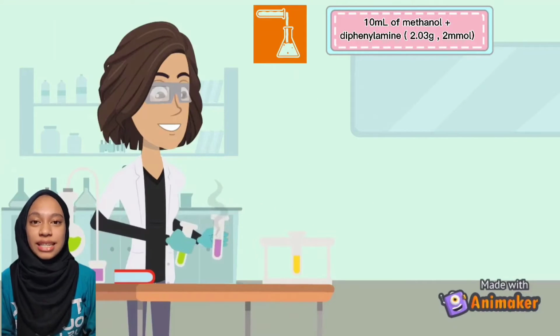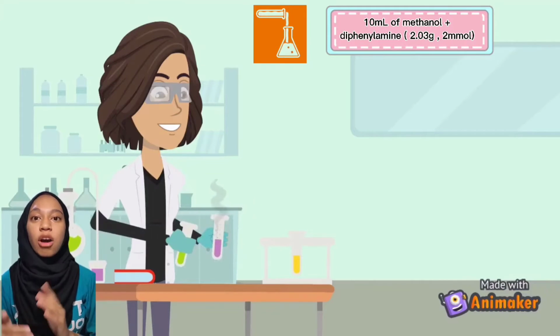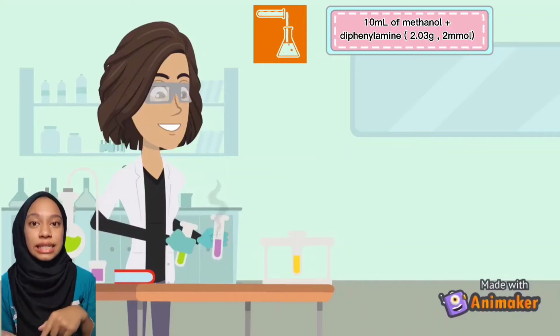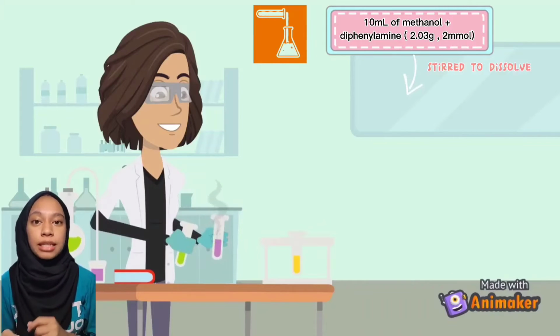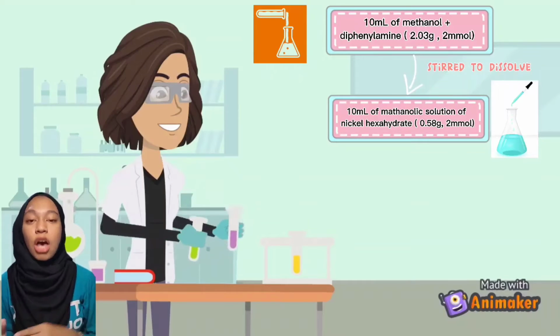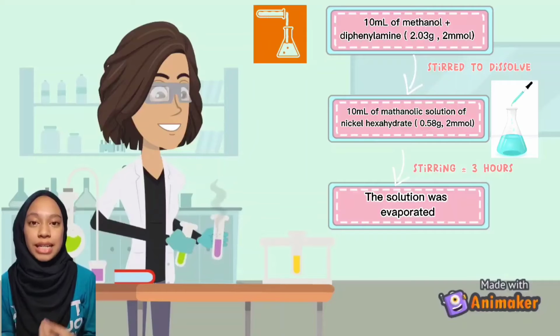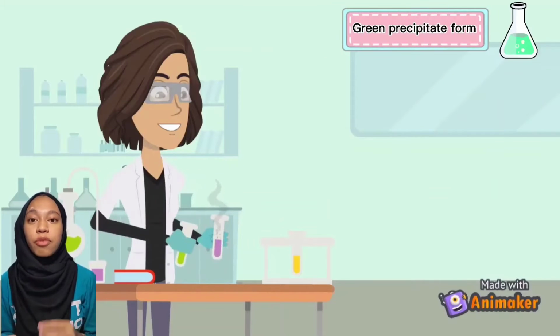The steps are, firstly, 10 ml of methanol was added into the conical flask, then 2.03 g of diphenylamine was added into the conical flask and stirred to dissolve it. After that, 10 ml of methanolic solution of nickel nitrate hexahydrate was added dropwise into the conical flask with continuous stirring for about 3 hours. The solution was evaporated until the volume remained 10 ml. The green precipitate was formed after 48 hours.